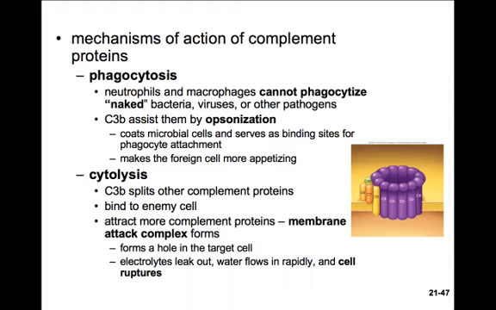Their role in cytolysis is breaking apart the cell, in that C3b splits other complement proteins. So it binds to the enemy cell and attracts more complement proteins. Here we can see a whole number of different complement proteins. Again, don't get into the details of it, but basically C3b will attract all these other complement proteins to the enemy, and it'll form a hole in the cell. And literally, the fluids and electrolytes leak out of the cell and the cell ruptures.